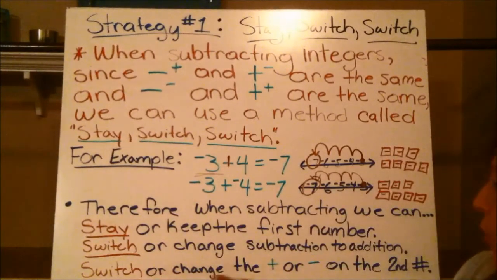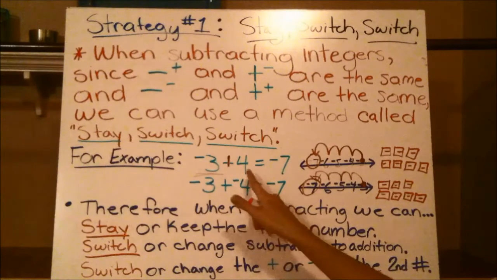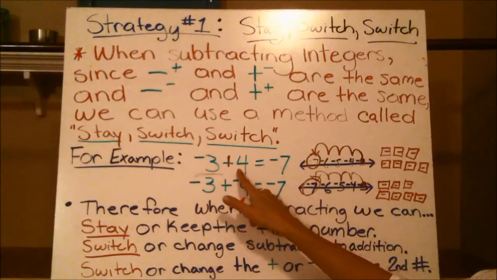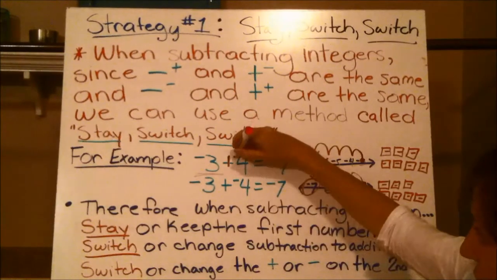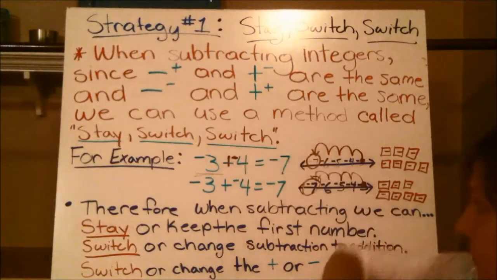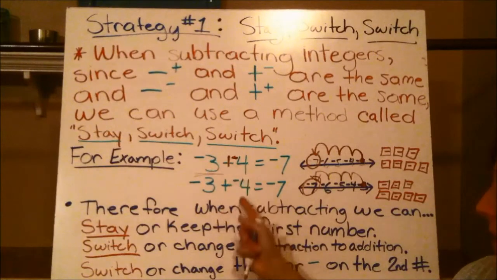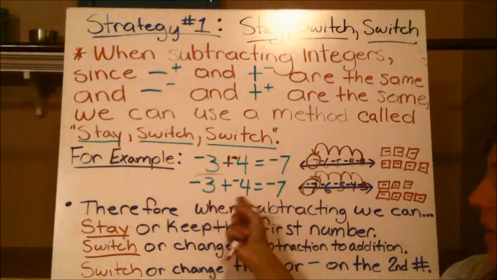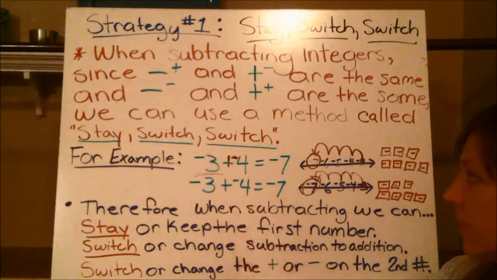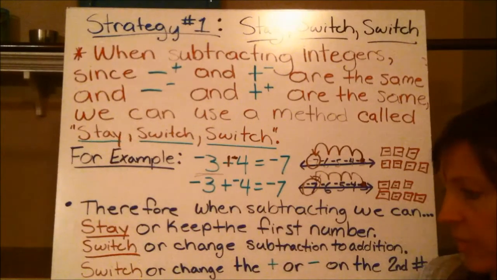And switch or change the positive or negative on the second number. That means that this number right here, which was once a +4, is now going to change to a -4. So -3 plus a -4. Now it looks just like the equation below it. If I use stay, switch, switch.